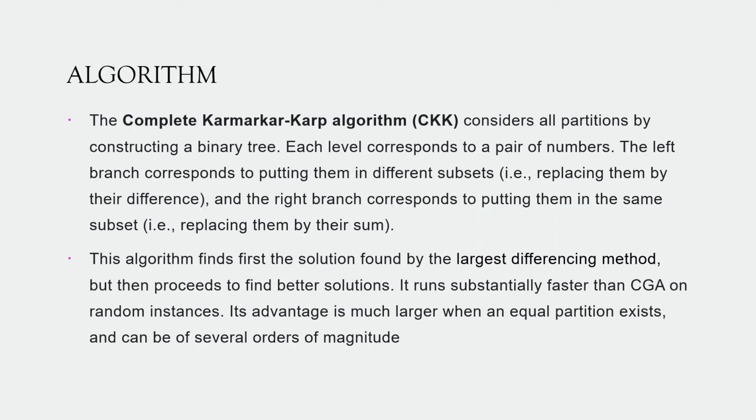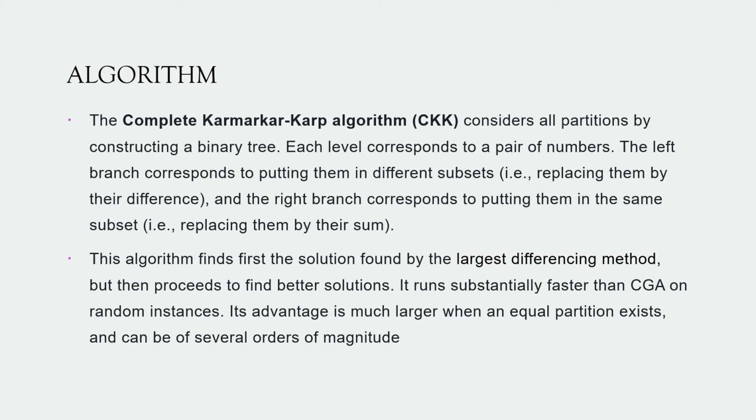Another process is the complete Karmarkar-Karp algorithm. CKK considers all partitions by constructing a binary tree. Each level corresponds to a pair of numbers. The left branch corresponds to putting them in different subsets, that is, replacing them by their difference. And the right branch corresponds to putting them in the same subset, that is, replacing them by their sum. This algorithm finds first the solution found by the largest differencing method, but then proceeds to find better solutions.